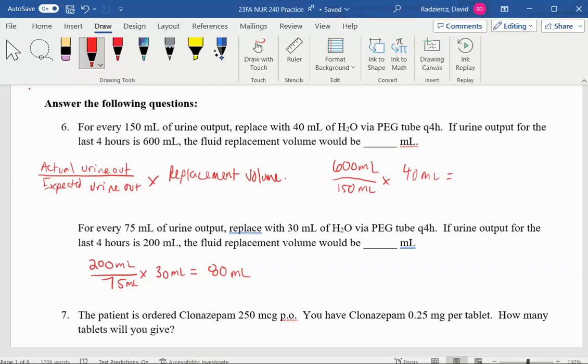And so for this one, give me 1 second. I have to pull up a calculator here. 40 times 600 divided by 125 gives me... I did the wrong number. Sorry. 40 times 600 divided by 150 gives me a replacement volume of 160 milliliters.